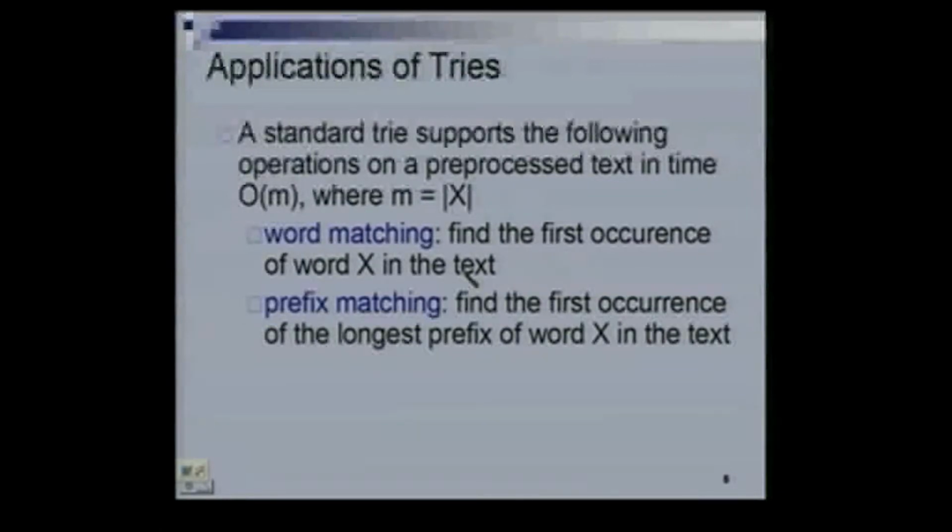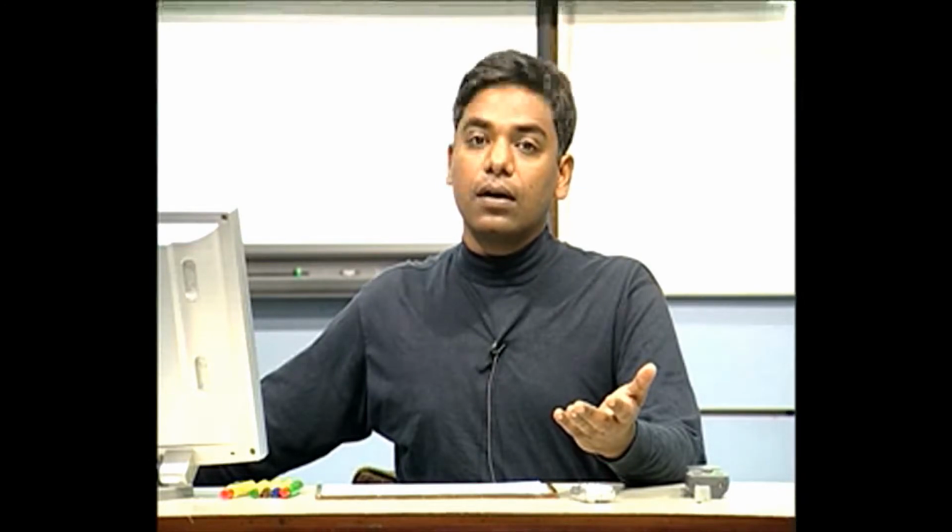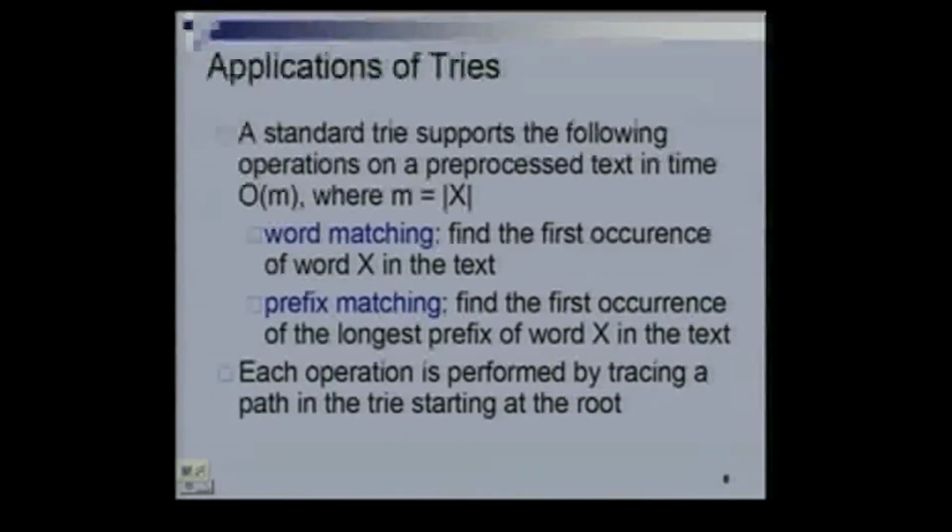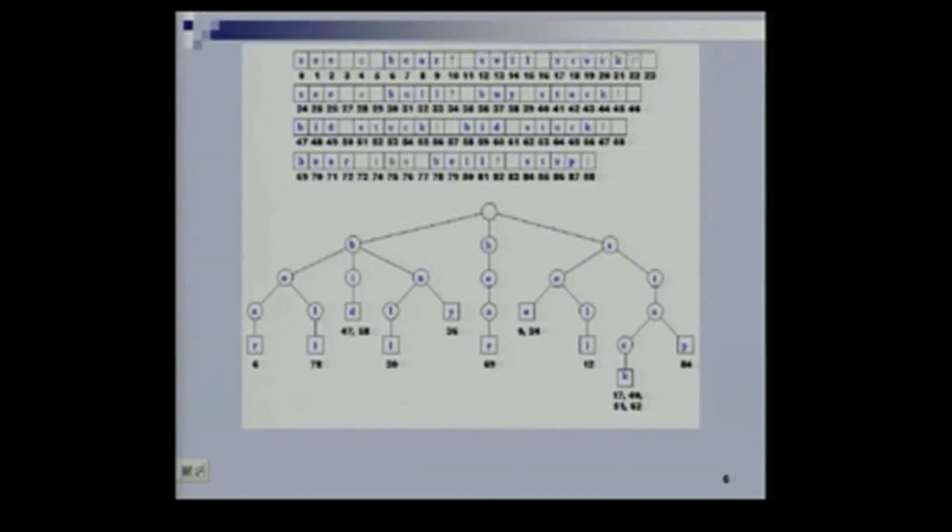Why have I said first occurrence? It will be inserted only once. So one occurrence I can detect by doing that. Actually, we can do all occurrences too. We come to all of this in a second. Let me show you an example and you will see that we can even do all occurrences. Each of these matching operations is done by tracing the path corresponding to that word in this trie. So let's look at an example.